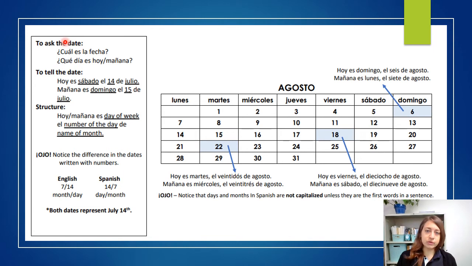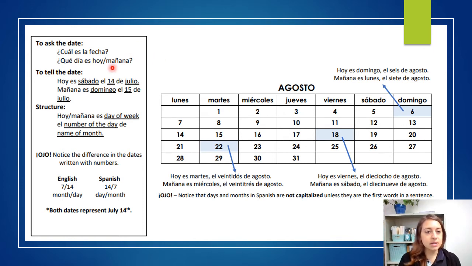So if you want the full thing with the day of the week, the number of the day, and the name of the month, then you will ask ¿cuál es la fecha? If you only want to know what day of the week it is, you're going to only ask ¿qué día? What day? ¿Qué día es hoy? What day is today? ¿Qué día es mañana? What day is tomorrow? Okay, and those are in Quizlet, or you can write them down in English as well in your notes.